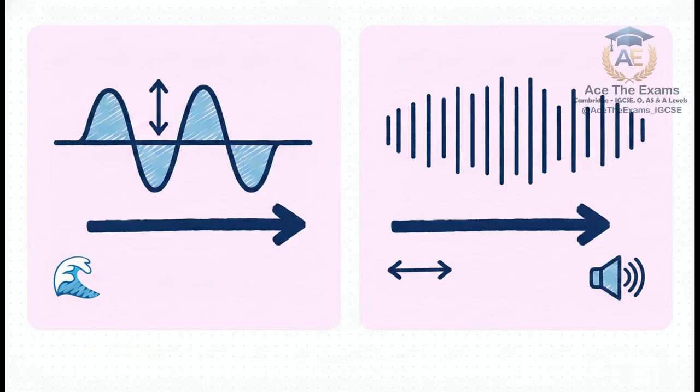On the flip side, we have longitudinal waves, like the sound of my voice right now. Here, the particles vibrate back and forth parallel to the energy transfer. This parallel motion creates areas where the particles are all squished up together, which we call compressions, and areas where they are stretched out, which we call rarefactions.